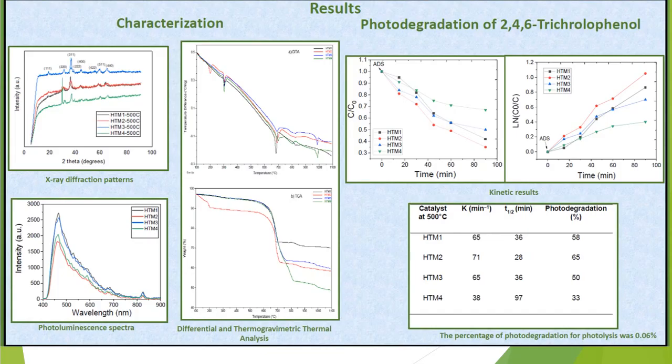This figure shows the diffraction patterns of the different cobalt-to-iron ratios activated at 500 Celsius degrees. Observing for all catalysts, the signal corresponds to the JCPDS card number 42-1467, corresponding to the diffraction pattern of cobalt tetraoxide with cubic structure.